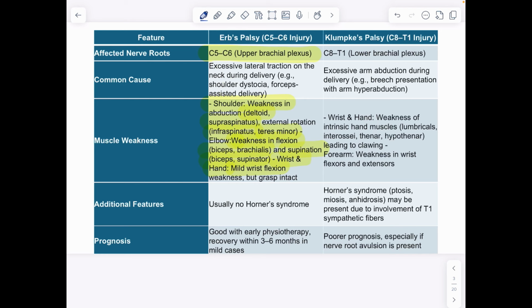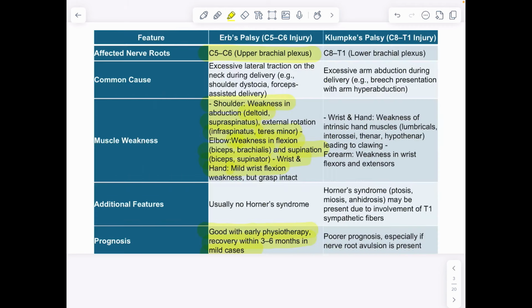That is point number 2 that you have to remember. Point number 3 is it is associated with good prognosis, and that is the reason why we are expecting that this time they will give you a clinical question and then they will ask you what will be your advice to the mother to resume physiotherapy, and you have to reassure the patient that there is a possibility that the recovery might take around 3 to 6 months in mild cases because it is a tractional injury.